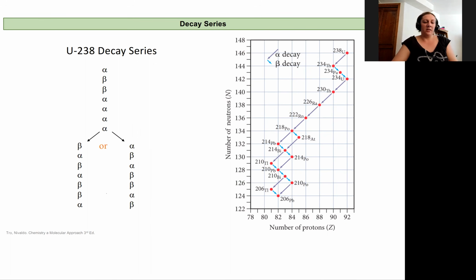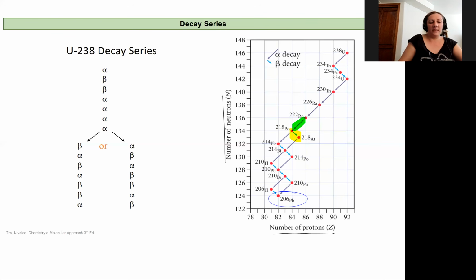Here's the series on the left, and on the right, we're showing what's happening with our different decays and what our products are along the way. This is showing the number of protons versus the number of neutrons. You're showing that our alpha decays are going to decrease our number of protons, there's an alpha decay here, and our positron decays are going to increase the number of protons throughout it. And in both of these, we're going to end up at lead-206.